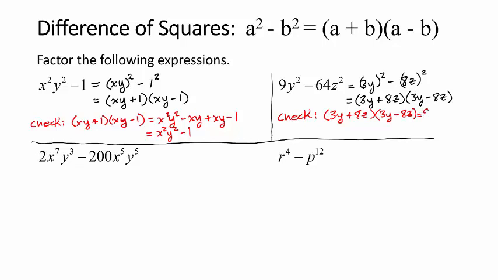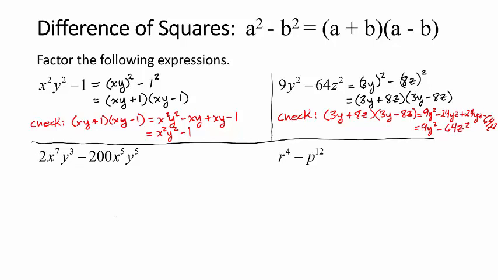3y times 3y is 9y squared. In the outer term, 3y times negative 8z is minus 24yz, right? And in the inner, 8z times 3y is plus 24yz. And the last, 8z times negative 8z is minus 64z squared, right? Okay, and so again, the middle term, negative 24yz plus 24yz goes away, right? So we're just left with 9y squared minus 64z squared.